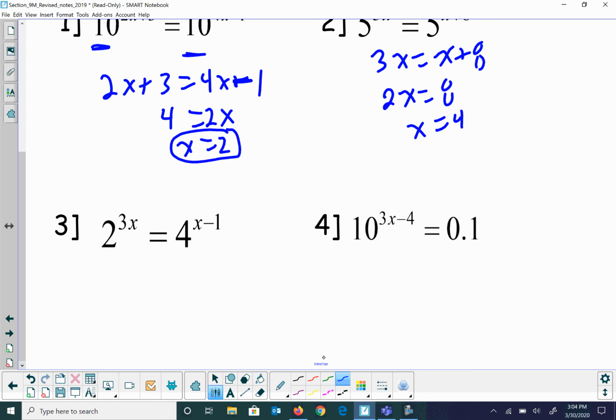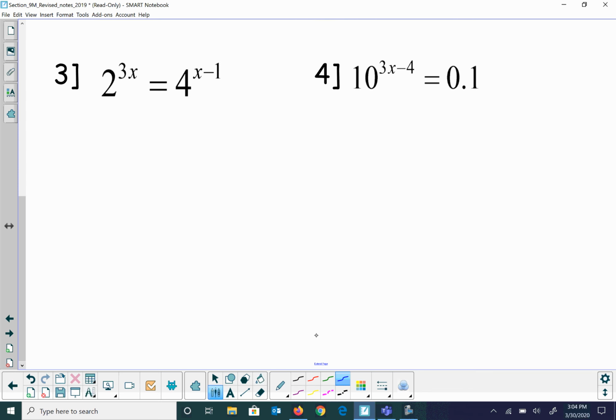For problem number 3, we want to extend this a little bit. So we want to think about, is 4 the same thing as 2 squared? And the answer is yes. So this side I get this, but then this side I'm going to get this. We replaced 4 and made it 2 squared. Remember, you're going to multiply the exponents.